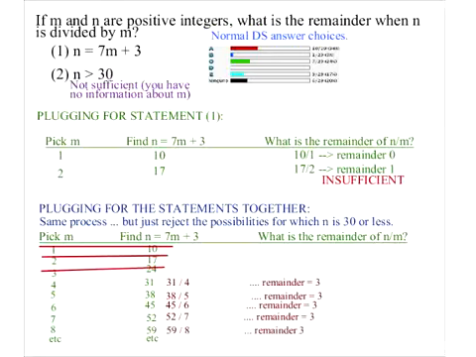So definite pattern, so sufficient. So this overall answer is going to be C. It's not good enough with the first statement, but it's good enough with the two statements together.